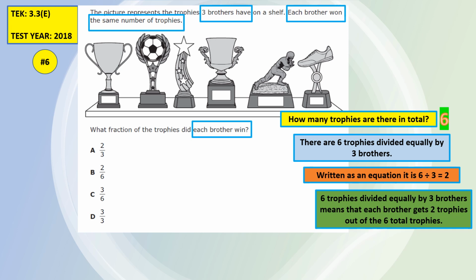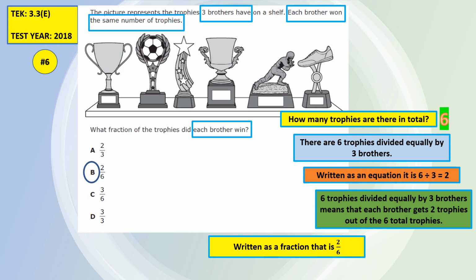6 trophies divided equally by 3 brothers means that each brother gets 2 trophies out of the 6 trophies. So written as a fraction, that's 2/6. Our answer is B.